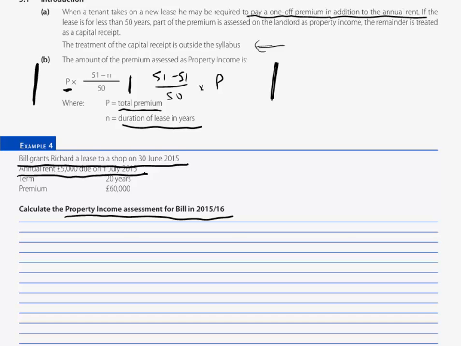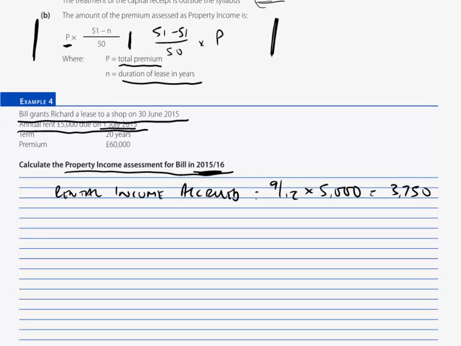Well, that's easy enough to deal with in relation to your rental income. You know that on rental income, we work on an accruals basis. So the rental income accrued in the 15-16 tax year, well, it starts on the 1st of July 15, so that means to the nearest month, we've got 9 months of our annual figure of rent of 5,000 accrued in our 15-16 tax year. That 9/12 of 5,000 will, I think, be 3/4 of that, which is £3,750.